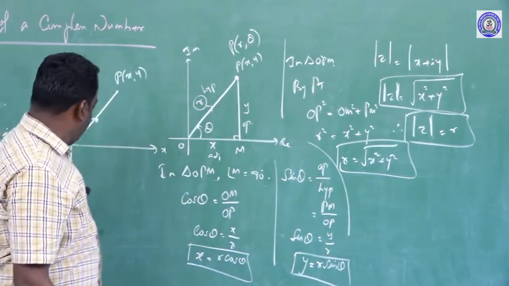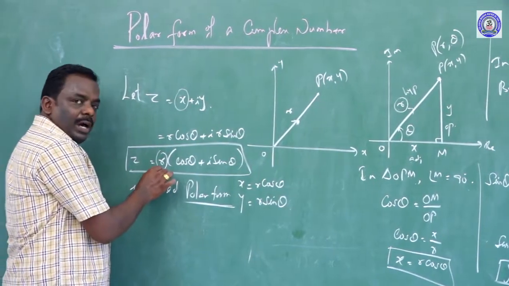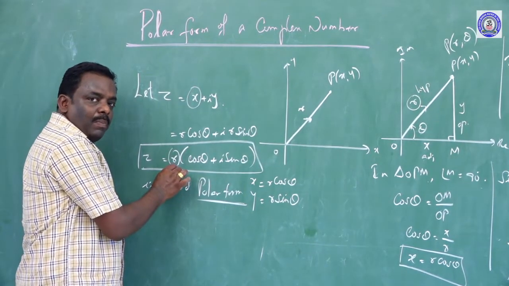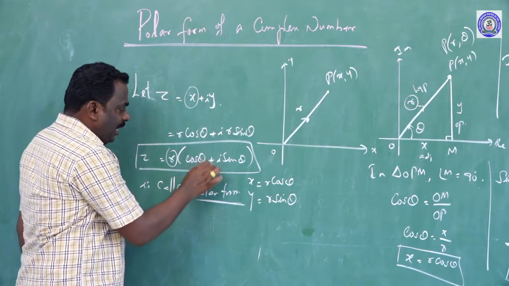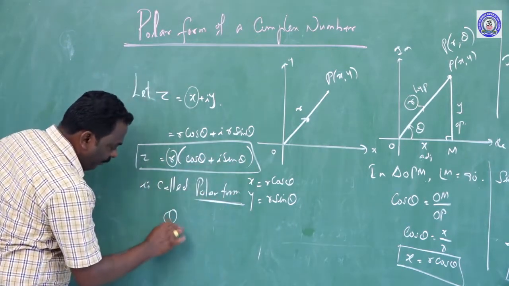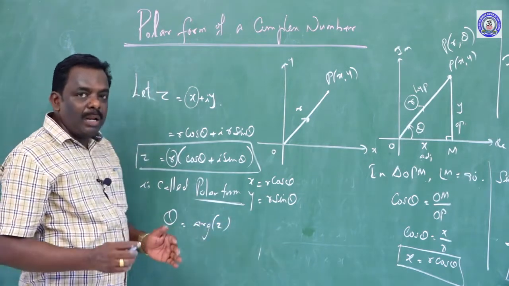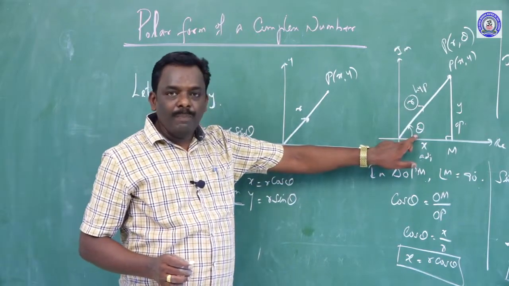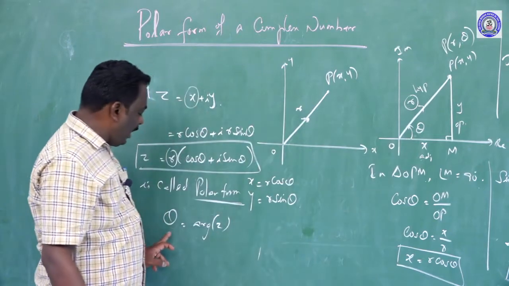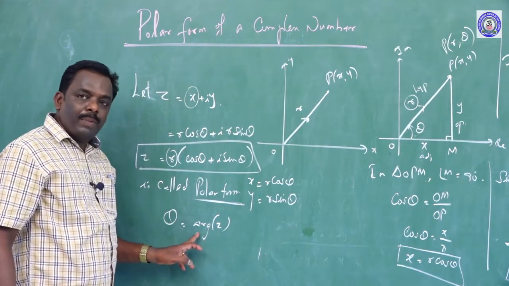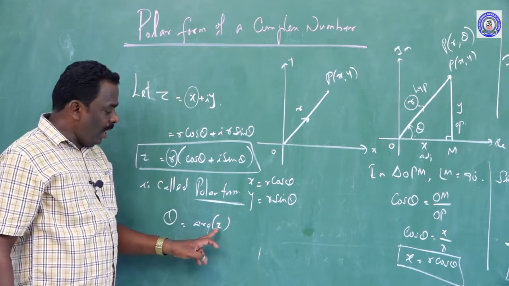Now in the polar form, z equals R. So what is R called? R is called the absolute value or modulus of z. Then theta: what is theta called? Theta is defined by the argument of z. The argument of z represents theta, which is the angle. Therefore, theta is defined by the argument, in short form arg of z, the argument of the complex number z.